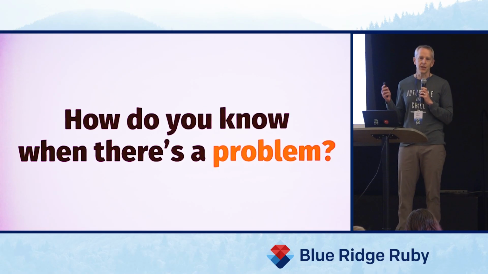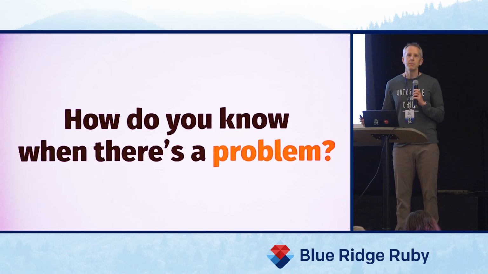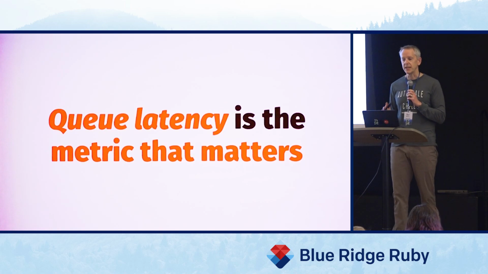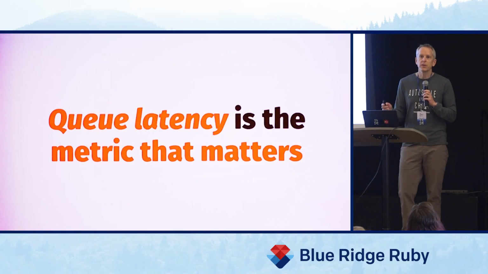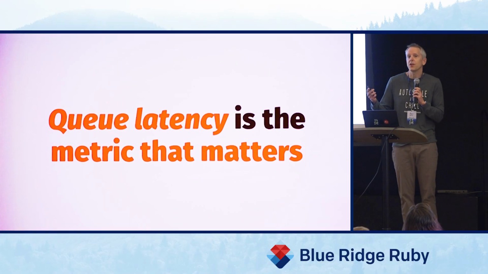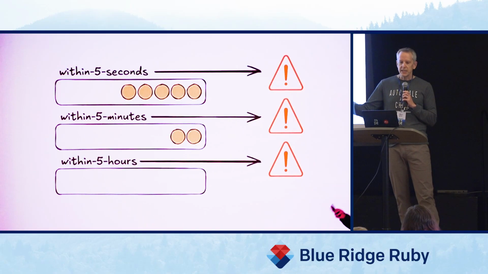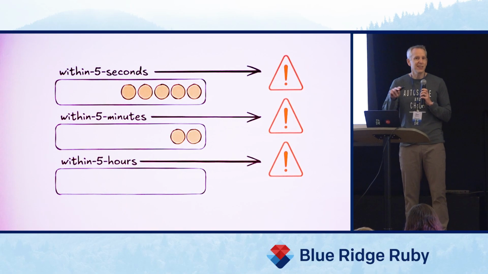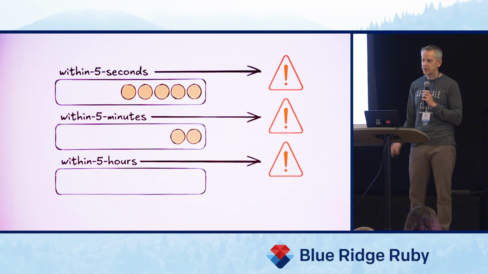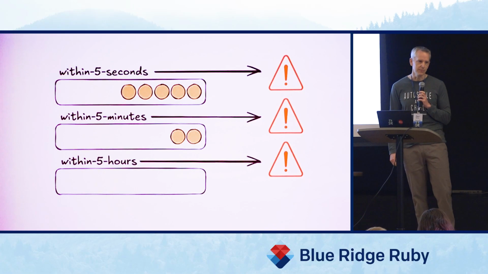And with job queues, there's a lot that you can monitor, but there's one metric that matters more than anything else, and it is queue latency. This is the one that tells you definitively whether things are fine or not fine. So you've encoded these latency SLOs into your job queues, so now you can just set up an alert based on each of those, and you'll know when there's a problem.